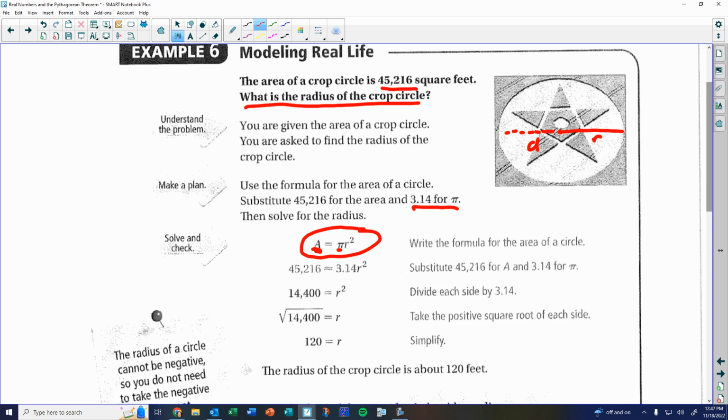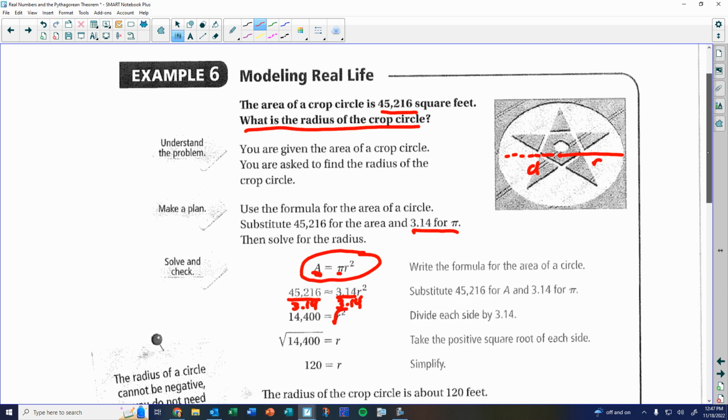Okay? So here, to get to 14,400, they don't really draw the steps out here, which I'm not a big fan of, but they divide it by 3.14, right? When you divide 45,216 by 3.14, you get 14,400. So to get that, you got to square root both sides, because to get r, you have to square root r squared, right? And the square root of 14,400 is 120. So we have a radius of 120 from the center of the field out to the edge of this crop circle.